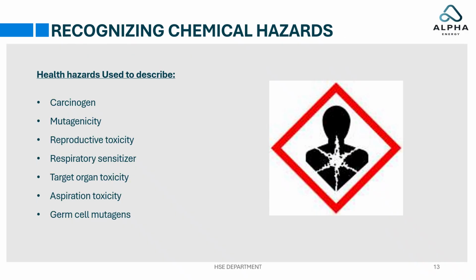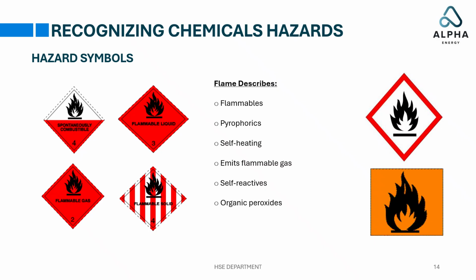Recognizing chemical hazards. The following is a health hazard symbol which is used to describe carcinogen, mutagenicity, reproductive toxicity, respiratory sensitizer, target organ toxicity, aspiration toxicity, germ cell mutagens. The following hazard symbols have a flame symbol. The flame describes flammables, pyrophorics, self-heating, emits flammable gas, self-reactive, organic peroxides.